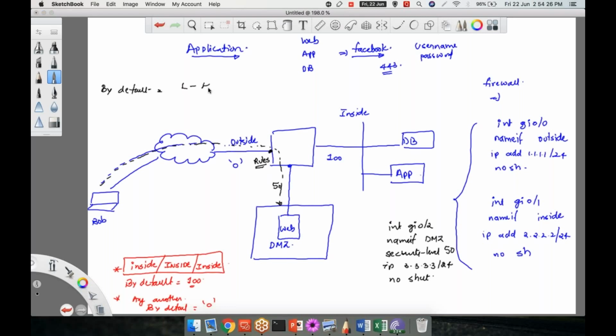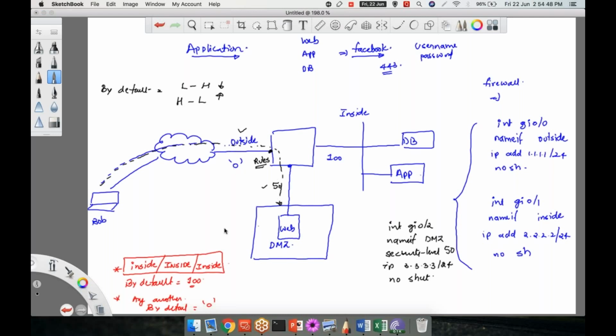From your low to high, the traffic is always going to get dropped. But from high towards your low, the traffic is always allowed. So I'll have my first set of rules to secure it by saying: allow from your lowest security level, that is outside, towards the DMZ. So a user will always hit what?